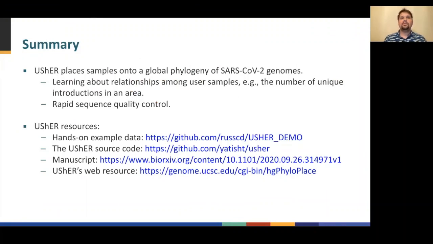So to quickly recap and summarize, UShER is a tool for rapidly placing new samples onto an existing phylogenetic tree. The main use we foresee for public health is quickly determining relationships among samples and identifying close relatives in the existing phylogeny. UShER can also be a powerful quality control tool. The URL to the UShER web portal is listed again here and on the Toolkit webpage. There, you will also find links to example data for hands-on exploration of UShER.